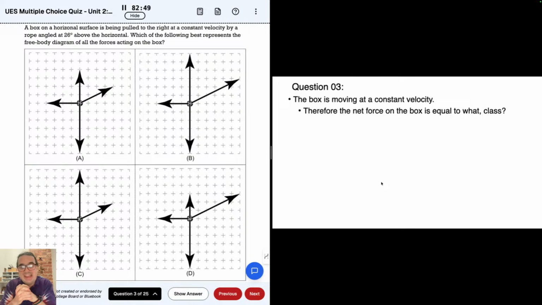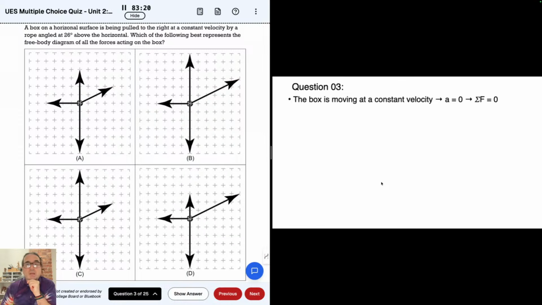Correct. The net force is equal to 0. All the forces balance out. So you got to be able to identify things like this. It says a box on a horizontal surface is moving to the right at a constant velocity. So constant velocity in the x direction, it's not moving at all in the y direction. So the acceleration is equal to 0. If the acceleration is equal to 0, the net force is equal to 0. Therefore, you are looking for a free body diagram which has a net force equal to 0.